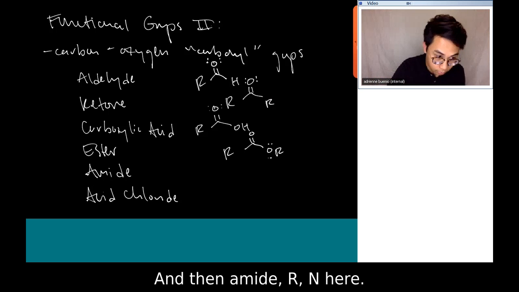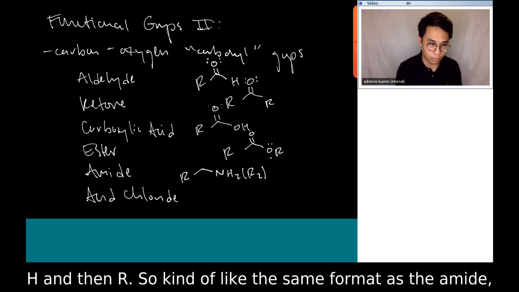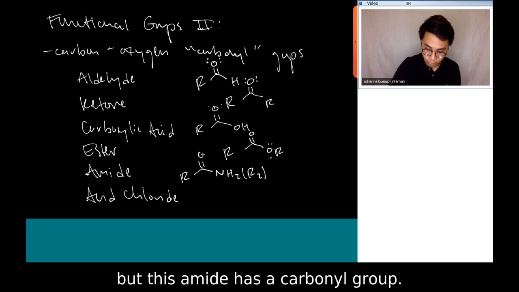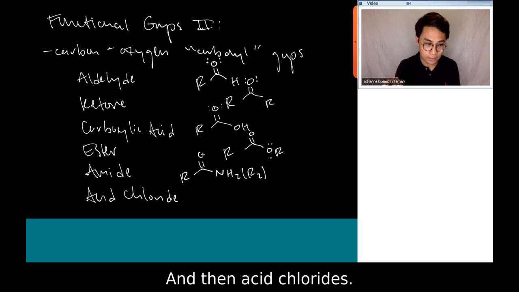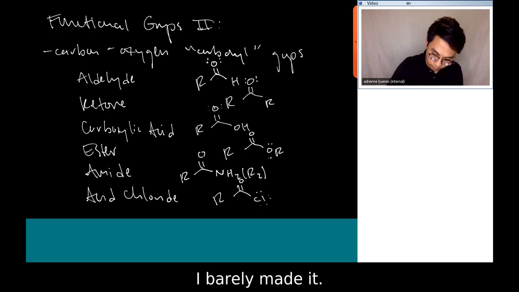And then amide, RN here, and this H2, or it can be R groups, right? Or one of each, H and then R. So kind of like the same format as the amide, but this time it has a carbonyl group, right? And then acid chlorides. Okay, barely made it.